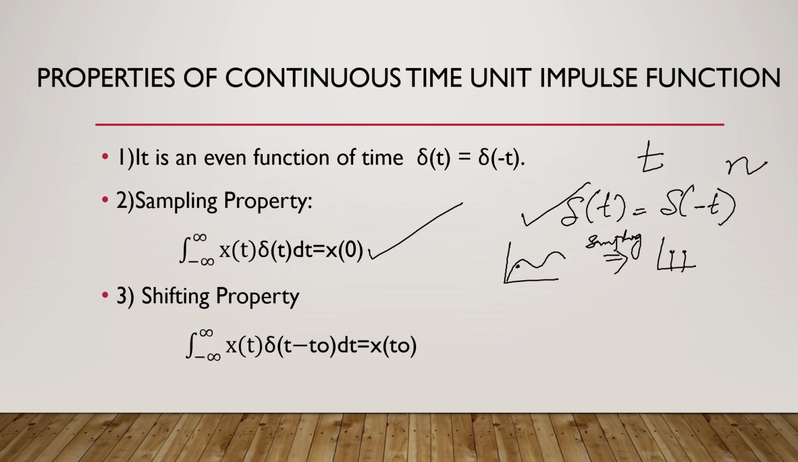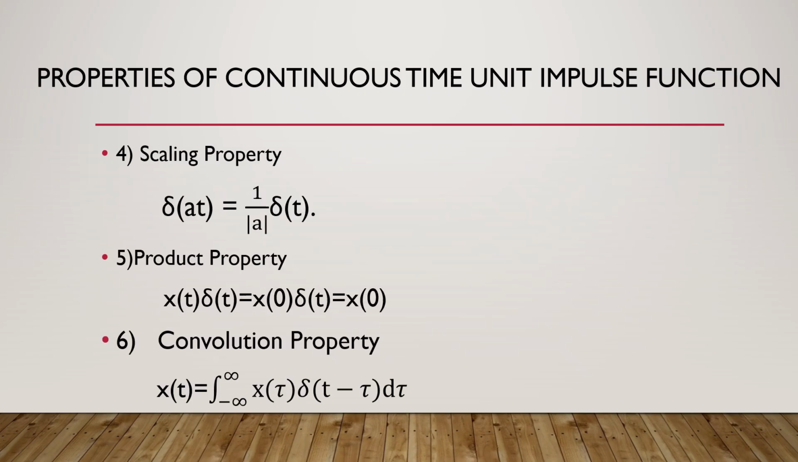Now, the third property is the shifting property. How can we write the shifting property? In the place of delta of t, we write delta of t minus t0 dt. Now we are shifting, that is delaying, by t0. If you do the same operation, you will get x of t0. That is the shifting property.